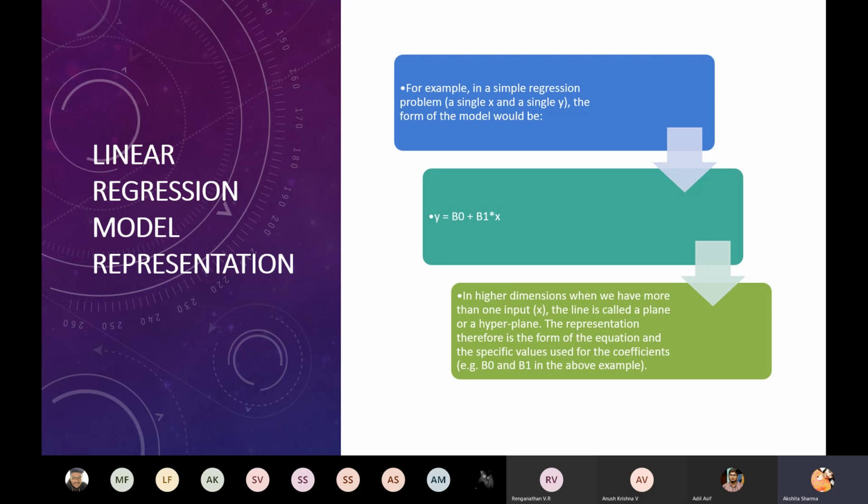For example, in a simple linear regression problem with a single x and a single y, the form of the model would be y = b0 + b1 * x. x is the independent variable and y is the dependent one here. In higher dimensions, when we have more than one input, the line is called a plane or a hyperplane. The representation, therefore, is the form of the equation and the specific values used for the coefficients. It is common to talk about the complexity of a regression model like linear regression. This refers to the number of coefficients used in the model.